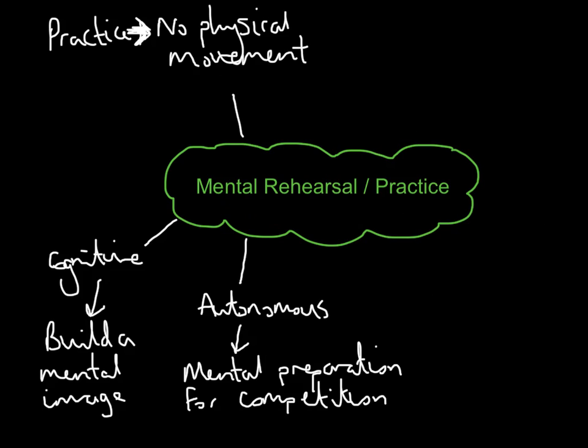Cognitive performers, okay, they will use mental rehearsal to build a mental image of what they need to do so they can see it in their heads and then they can try and replicate that in reality. Whereas an autonomous learner, an experienced performer, they use mental rehearsal as part of the preparation for competition. Many of them use mental rehearsal as part of their warm-up because they're getting ready for what they're about to do physically. It's very, very common for autonomous learners to mentally rehearse set pieces, set plays, penalty kicks, conversions, things like that, where you've got control and you know exactly what you need to do.